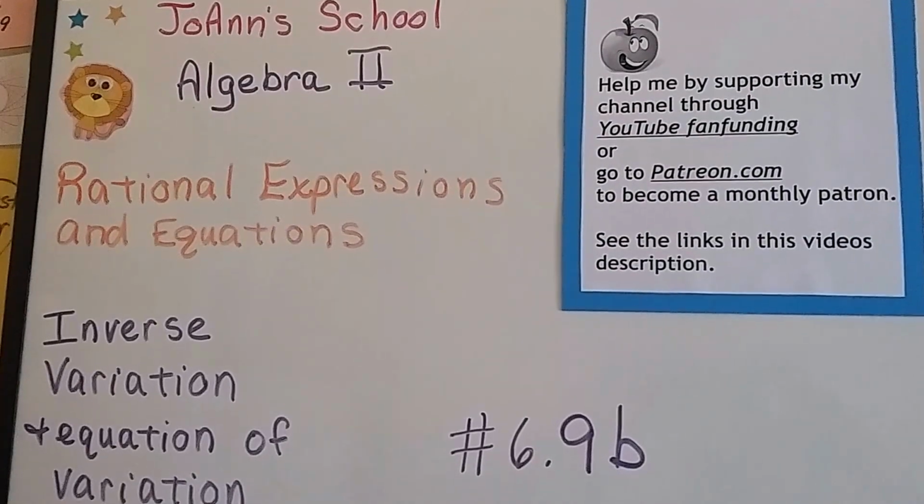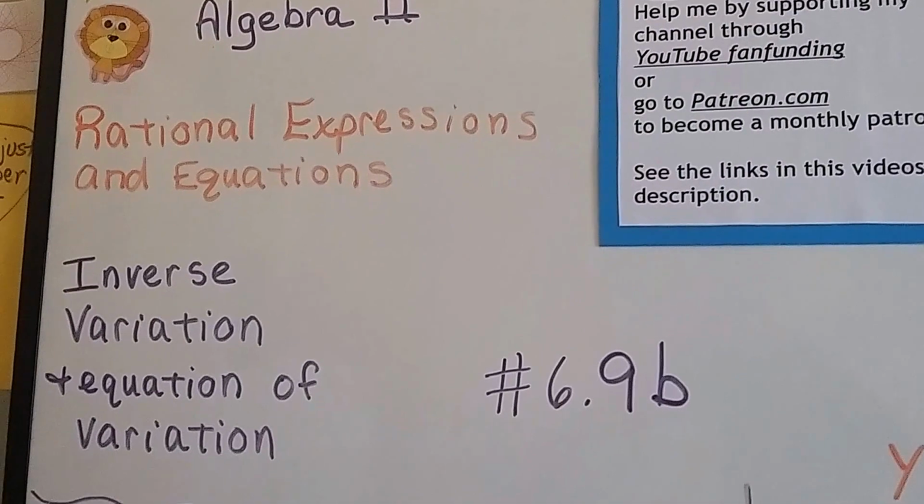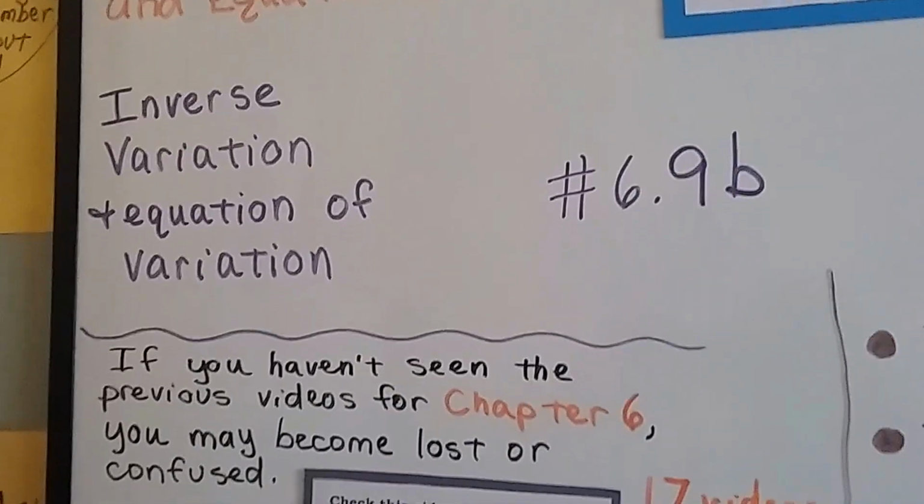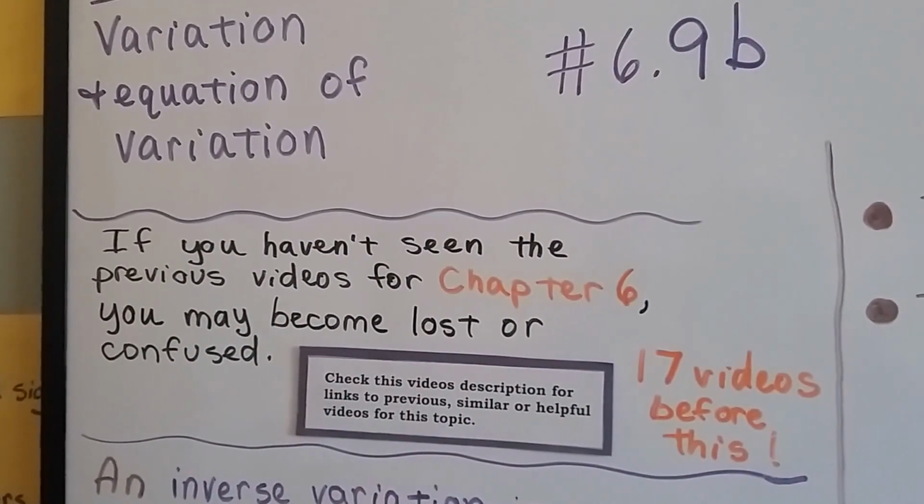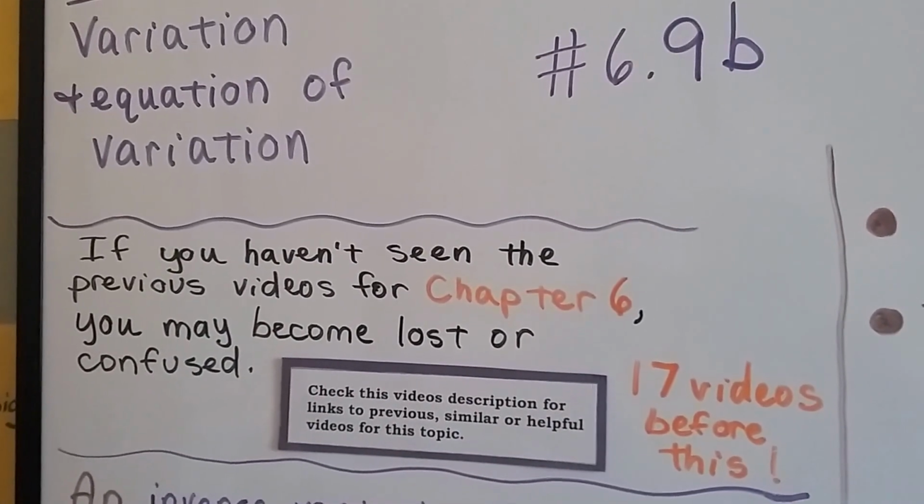Algebra 2 6.9b, inverse variation and equation of variation. If you haven't seen the previous videos, we're now up to 17 for Chapter 6. I don't want you to become lost or confused, so the links are in this description, so you can click on them real quick.